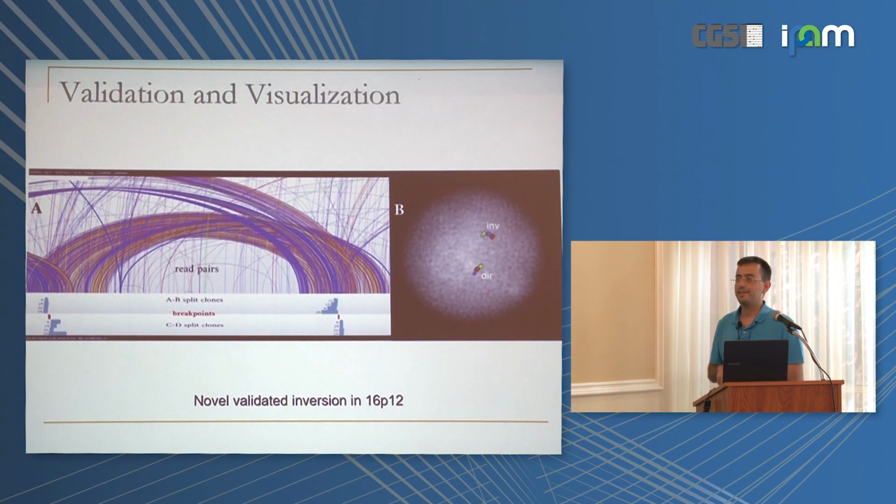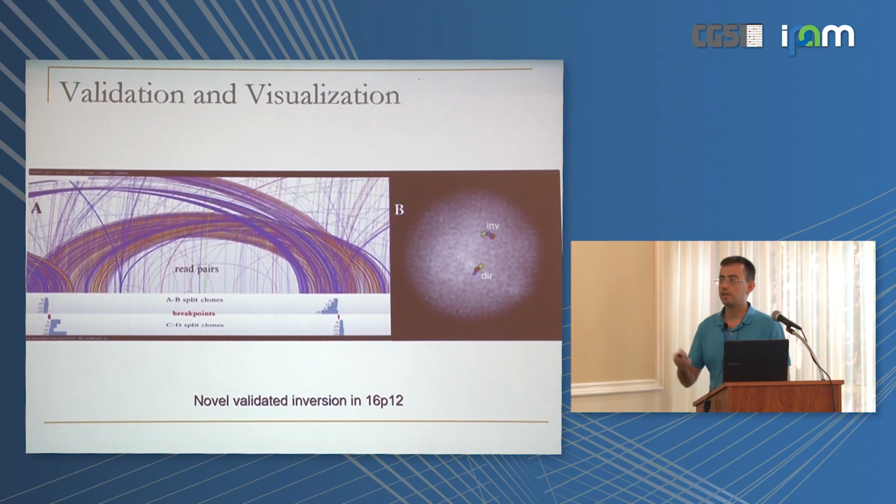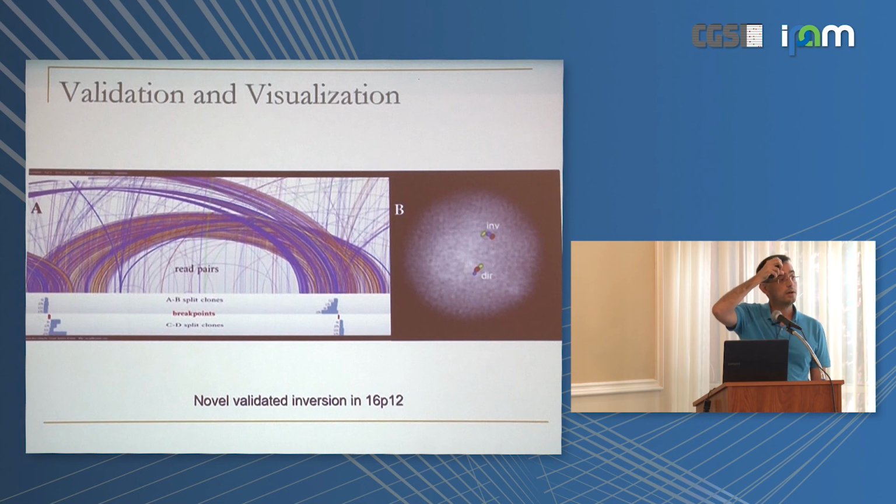OK, and finally, this is our visualization of this inversion. So these are the split clones from one side, and these are the split clones from the other side. So you can see, we see multiple split clones signaling the same inversion. And these are the read pairs in this inversion. And this is the fluorescent in situ hybridization validation. And we can talk about how this works if you're interested.